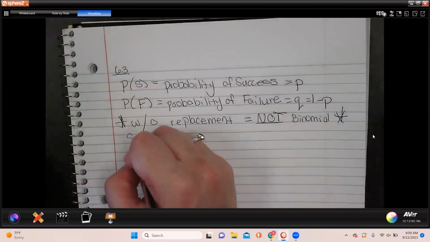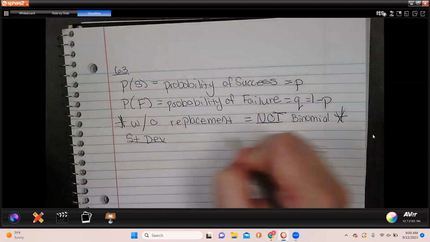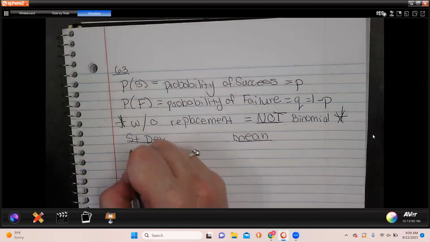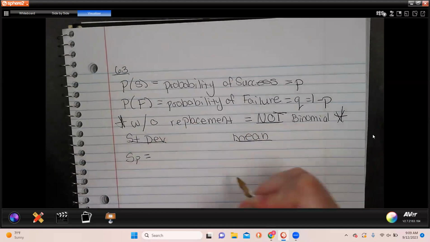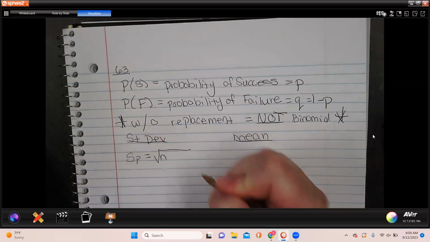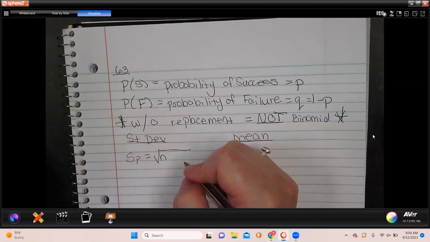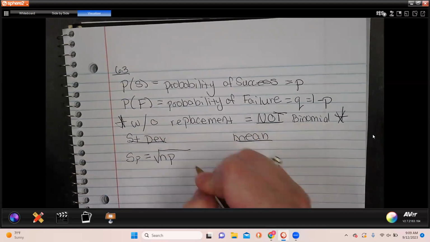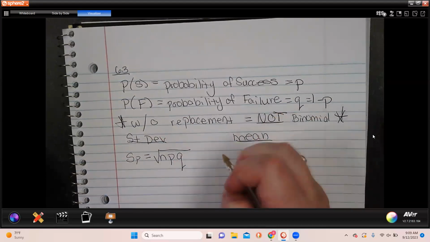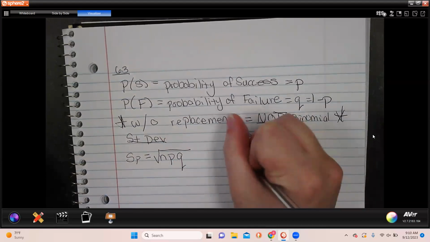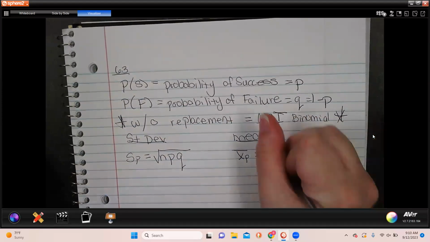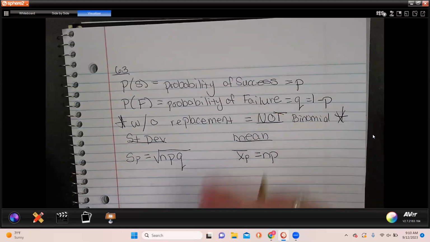Okay, so standard deviation and mean. For a probability distribution, the standard deviation is the square root of the number of possibilities times the probability of success times the probability of failure. The mean of a probability distribution is the number of possible outcomes times the probability of success.